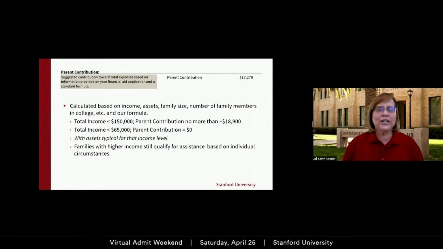Obviously, this situation could have a profound impact on some families' ability to contribute towards educational costs. And the information that you provided to us just a few short months ago may feel quite out of date right now. Please know that we are committed to working with you over the next 4 years to make Stanford a financial reality for you.